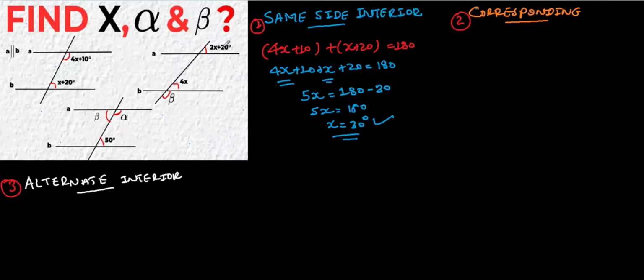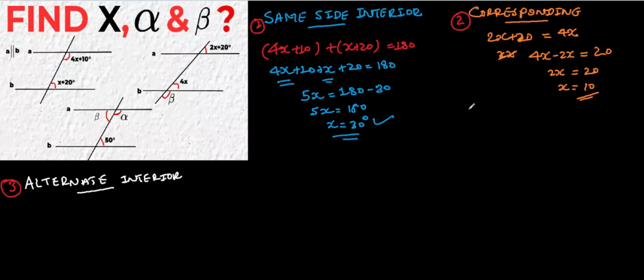In the second example, what you are going to use is corresponding angles. So x plus 20 and 4x are corresponding angles and they are equal. That means 2x plus 20 is equal to 4x. Then 4x minus 2x is equal to 20, so 2x is equal to 20, and x is equal to 10.